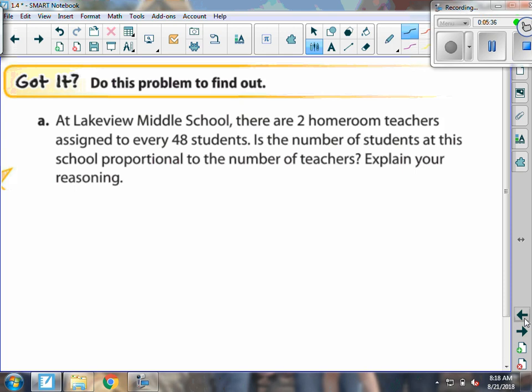Okay, at Lakeview Middle School, there are 2 homeroom teachers assigned to every 48 students. Is the number of students at this school proportional to the number of teachers? Explain your reasoning. Okay, so make sure that you copy this down. So we have 48 students.